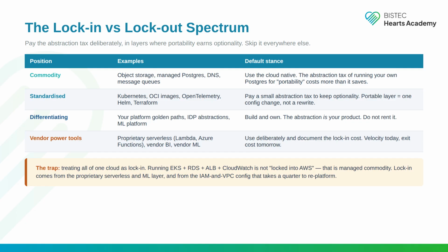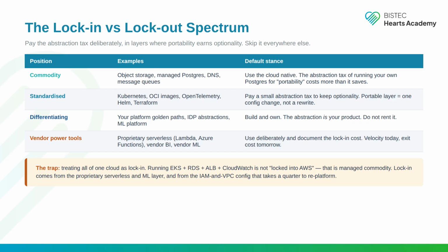For differentiating, build and own. The abstraction is your product. If your competitive advantage is the platform, you cannot rent it from someone else. You will end up paying for the abstraction tax in vendor constraints instead of in engineering time.